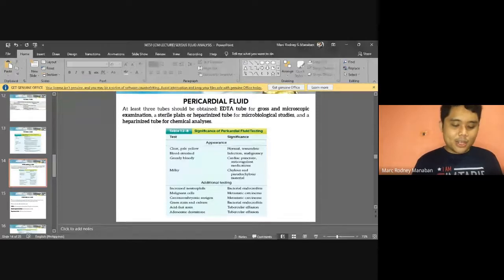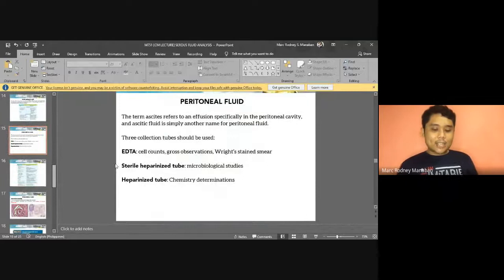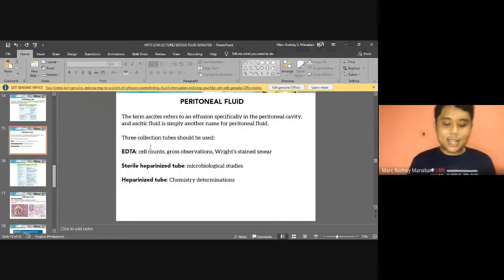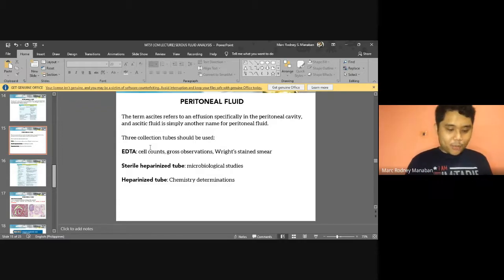And for the last fluid, you have the peritoneal fluid. Its term for effusion is actually ascites, or ascitic fluid. That's the other name for peritoneal fluid. For the 3 collection tubes, you have EDTA for cell counts, gross observations, and Wright's stain smear; sterile heparinized tube for microbiology; and heparinized tube for chemistry. For differential counts, take note, the best method is cytocentrifugation. But if unavailable, routine centrifugation is possible. So again, that's for your peritoneal fluid.